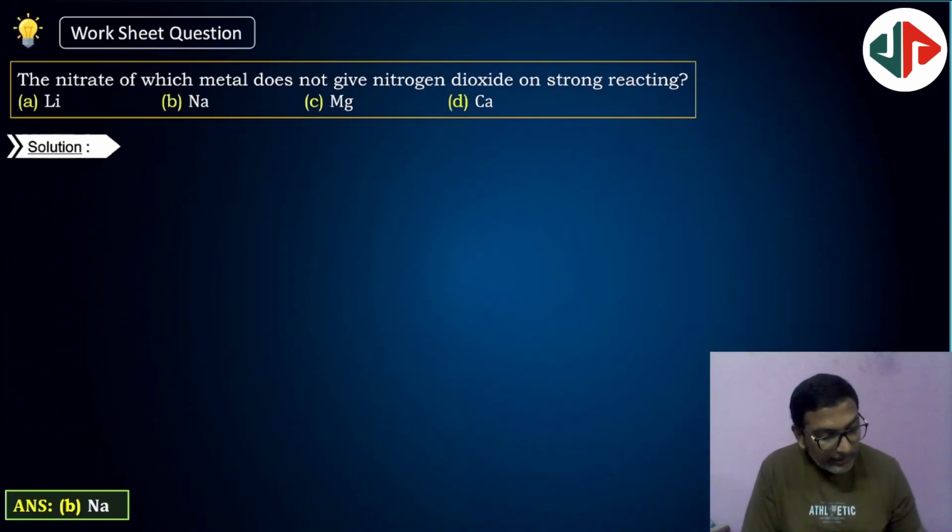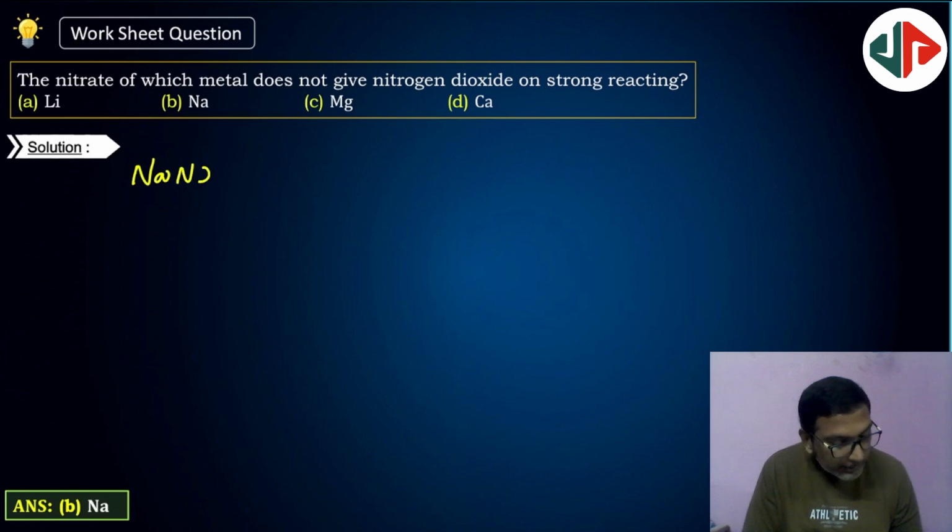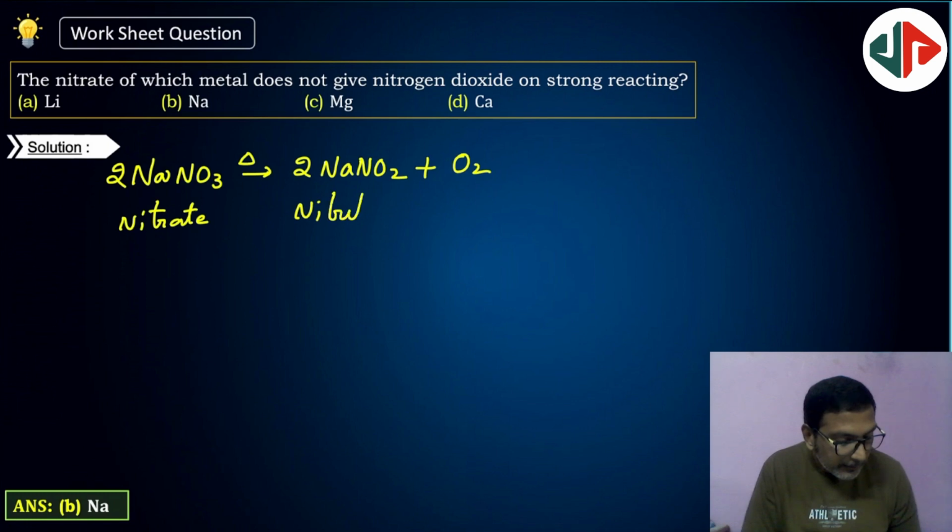Next. The nitrate which does not give nitrogen dioxide on strong heating. Suppose NaNO3 on heating, take 2 moles: 2NaNO3 gives 2NaNO2 plus O2. Sodium nitrate on heating gives nitrite. It will not give nitrogen dioxide. Therefore, option B. Next.